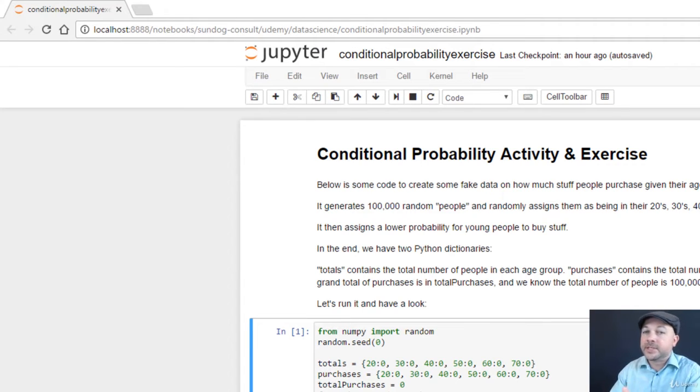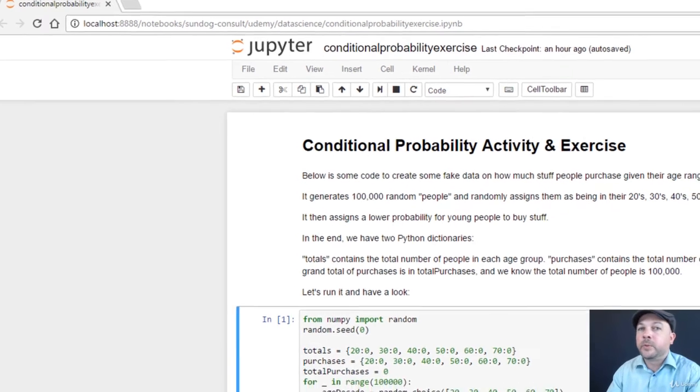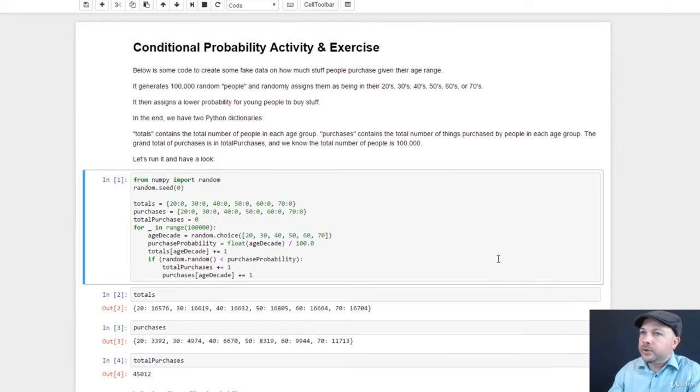And we'll go through some more examples of using conditional probability in different ways. So what I'm going to do is create a fake data set here that generates 100,000 random people, and it's going to segment them evenly into different age groups: 20-year-olds, 30-year-olds, 40-year-olds, 50-year-olds, 60-year-olds, and 70-year-olds. And I will also generate a number of purchases that each individual has made. And I'm going to create a dependence between the age group and the number of purchases they make. So that's what this code is doing.